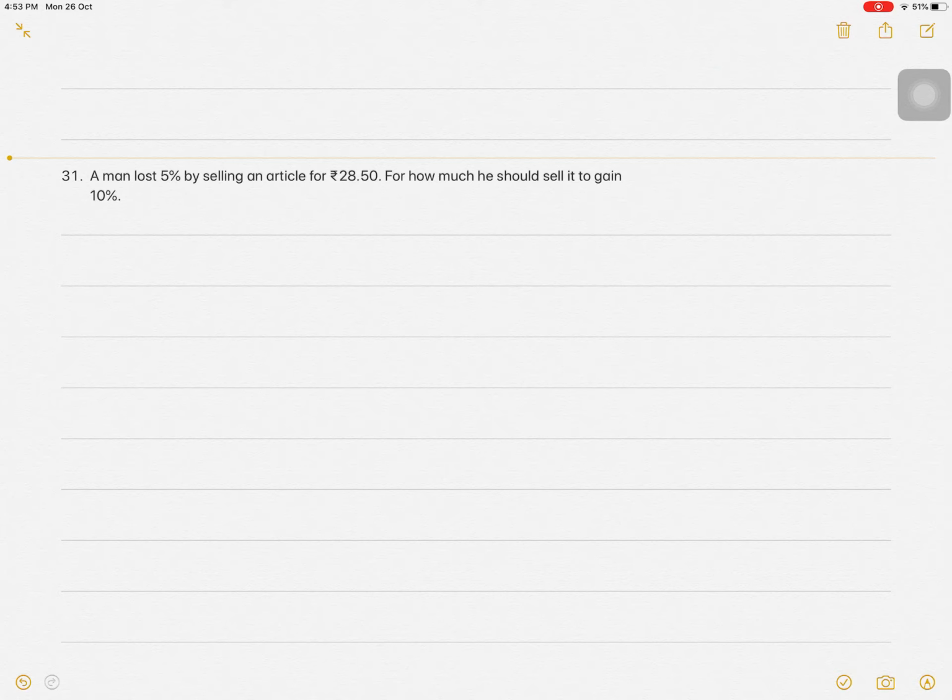Let's see the next problem. A man lost 5% by selling an article for rupees 28.50. For how much should he sell it to gain 10%? Okay. Man lost 5%. That means if cost price is 100, loss is 5 and selling price is 95. Correct? So this is what is given.